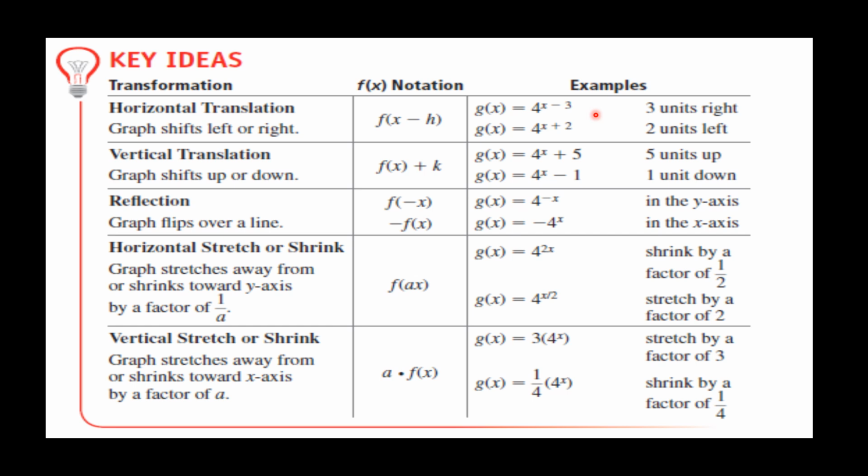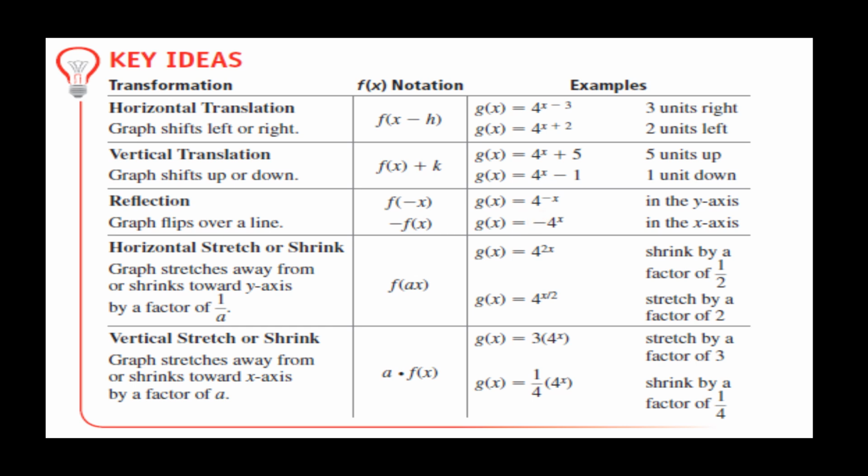Okay, now vertical is when that's being added or subtracted at the end. So it's not with your x. You're not stuck with your x. And that is exactly what it is. So plus is up, minus is down. Okay, next thing is reflection. So if the negative is with the x, then that's in the y-axis, so that's your horizontal. If the negative is in the very front, that's in the x-axis, that's your vertical.